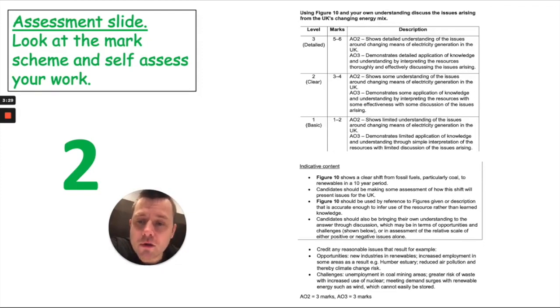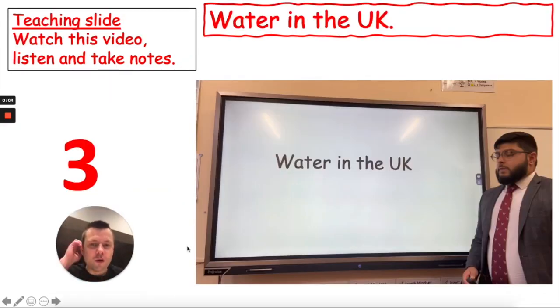Okay? So have a look at your answer. Is there anything you could improve? It's a tricky question, but now you've seen the mark scheme, hopefully you'll be okay with it. Alright guys, so let's move on.